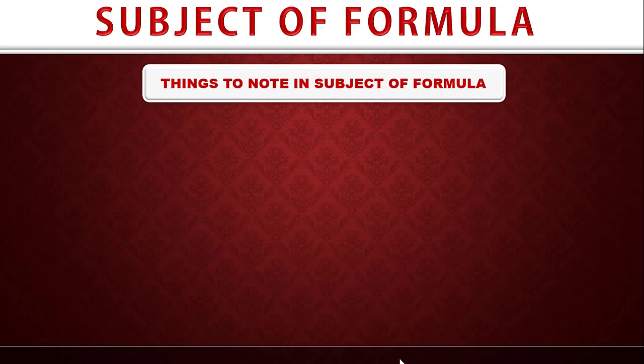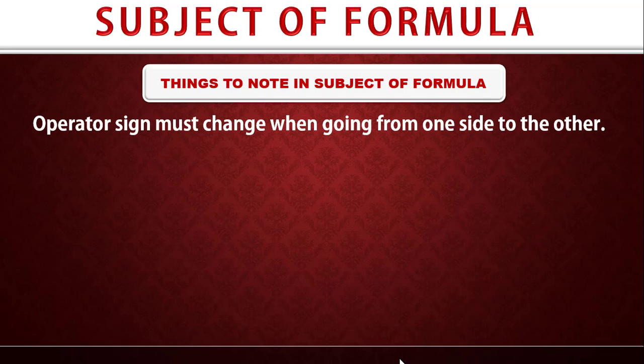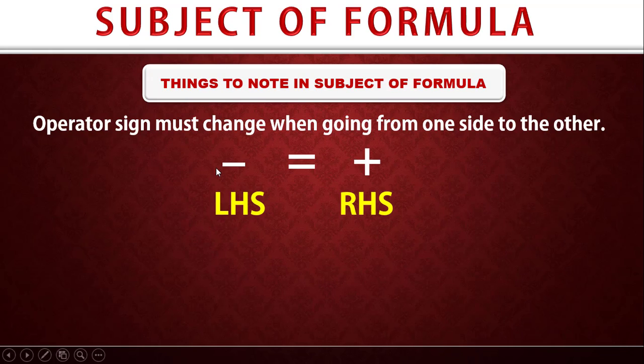Things you need to note in subject of formula. The very first thing you need to note is operator sign must change when going from one side to another. When the minus sign is at the left hand side, if it goes to the right hand side, you can see the equal to is separating them, the sign will change to plus. So if we have a plus sign at the left hand side and it goes to the right hand side, the sign will change to minus sign.